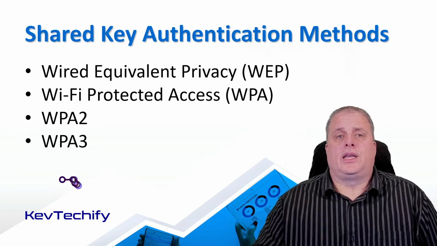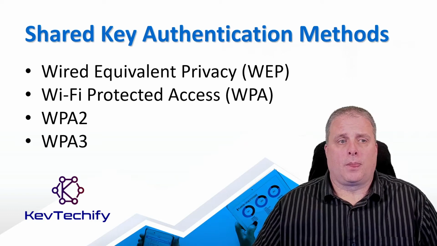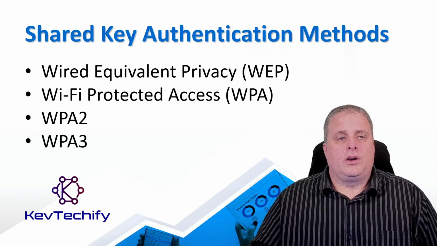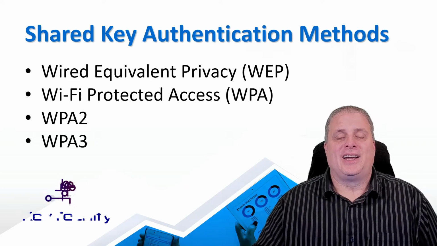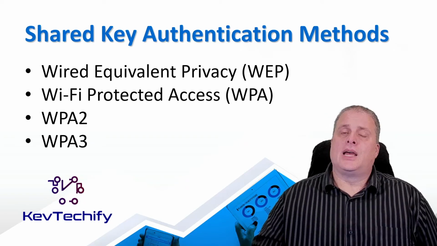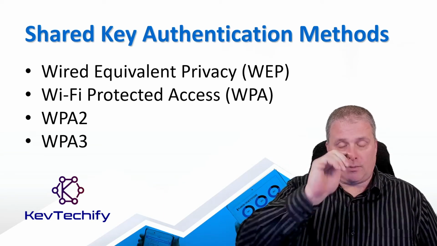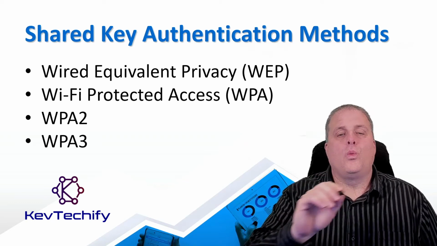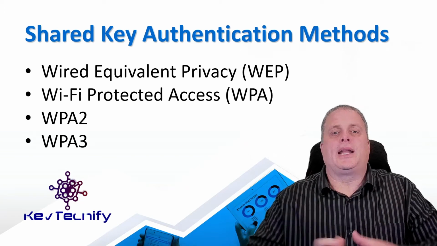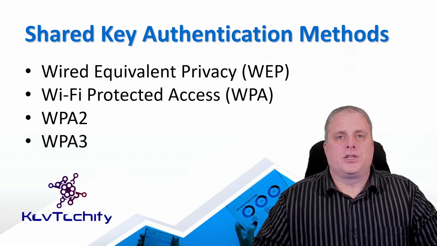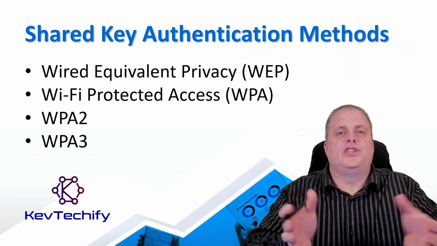Now, with the shared key authentication methods, there are typically four we're seeing. WEP, the Wired Equivalent Privacy. This was one of the first ones, and it was good for its time. But as computational power in devices has increased and as people figured out how WEP works, there have been definite holes shot in this. The first person to break it broke it and was able to get into networks.